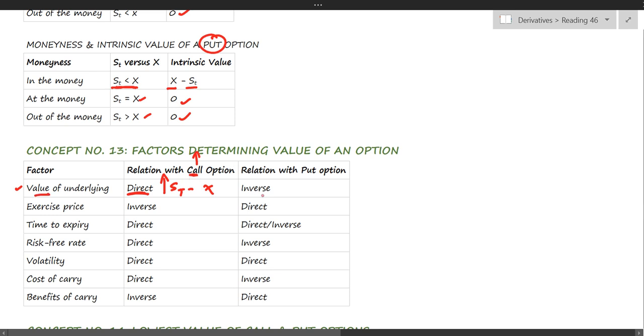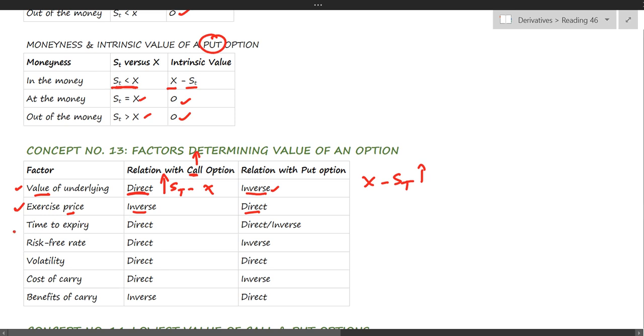And vice versa in the case of a put option, because in the case of a put, the payoff is determined as X minus spot price. So if the value of the spot price goes up, then the value of the put will decrease. So there is an inverse relationship. The same can also be understood for exercise price, right? From the given equation, it is an inverse relationship with the call option and a direct relationship with the put option.